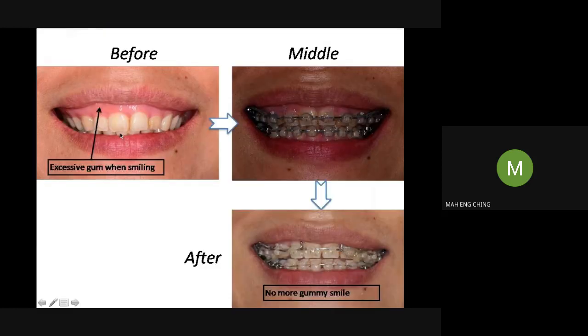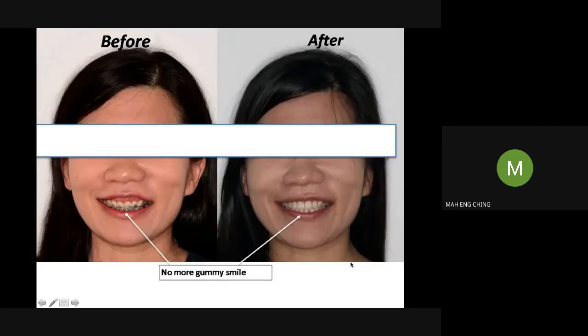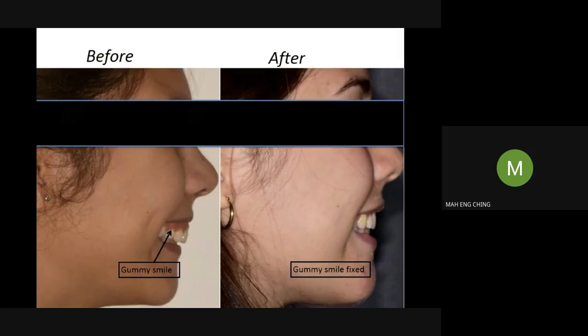So gummy smile, same thing. For gummy smile, you want to intrude the incisor up. So you bring the incisor up, incisor intruded, then the gummy smile settles. That's how we settle the gummy smile.